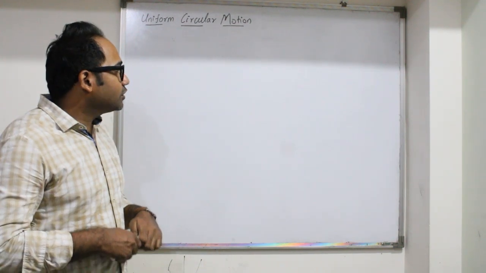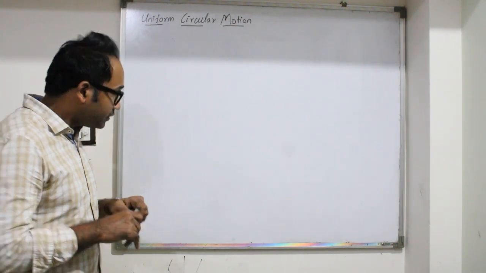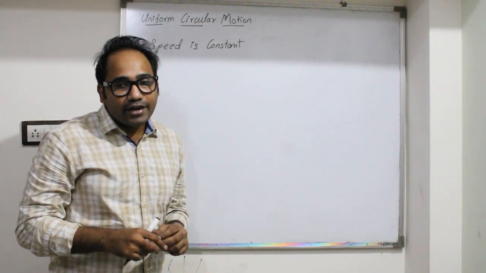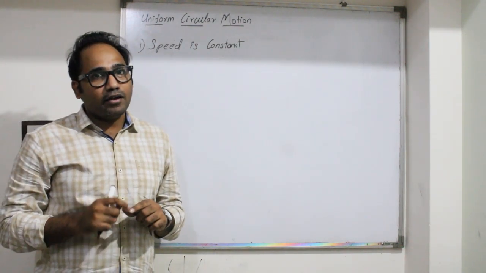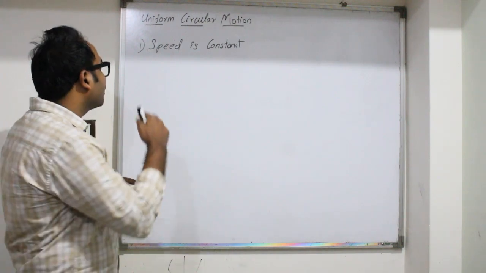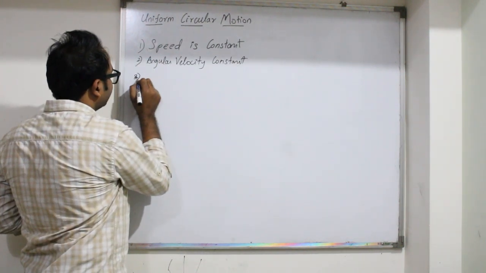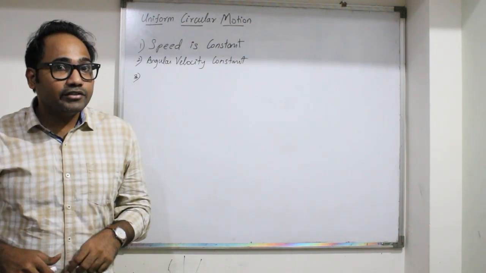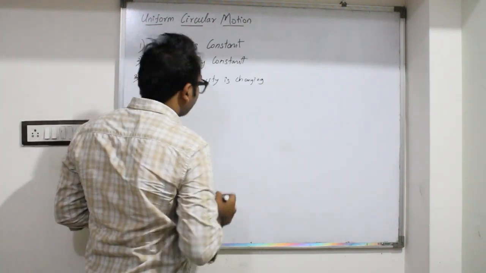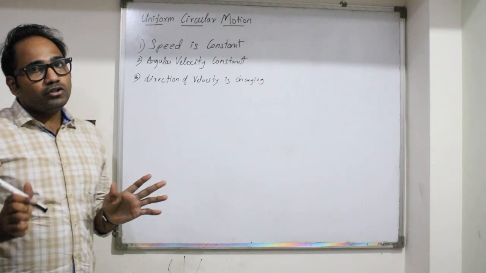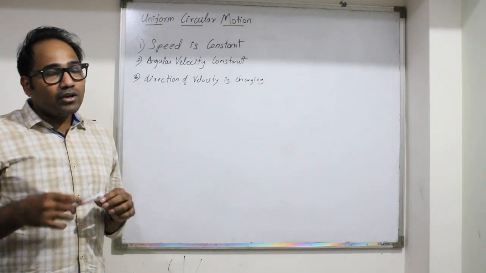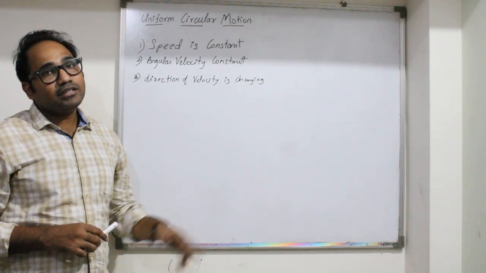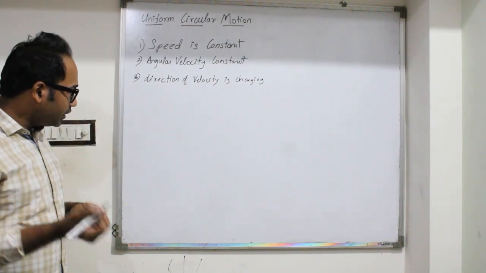So in uniform circular motion, the first thing is that the speed is constant. The second thing is that the angular velocity in uniform circular motion is also constant. The third thing is that the direction of the velocity is continuously changing. So speed will be constant, angular velocity will be constant, direction of the linear velocity will be changing. So what is the direction of the linear velocity?